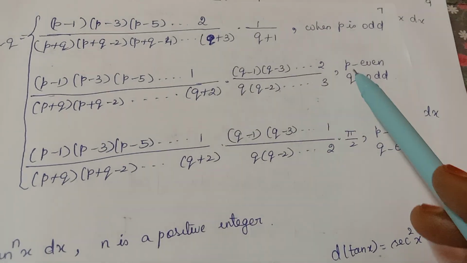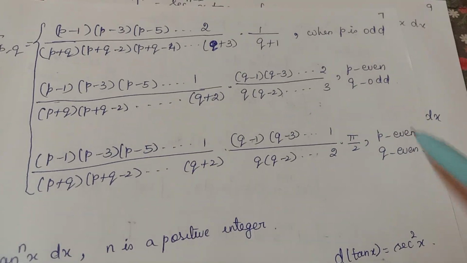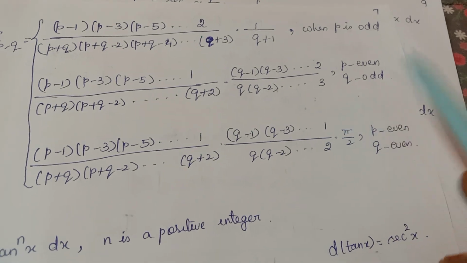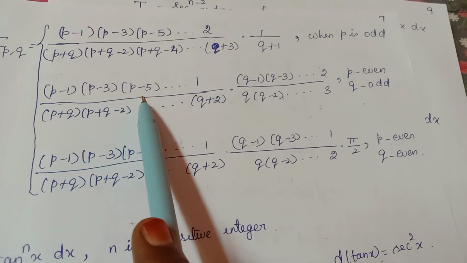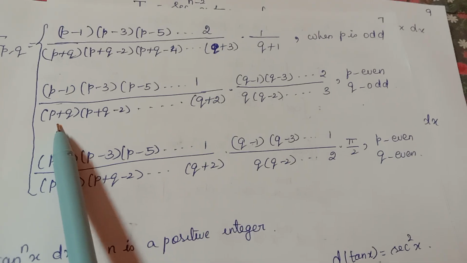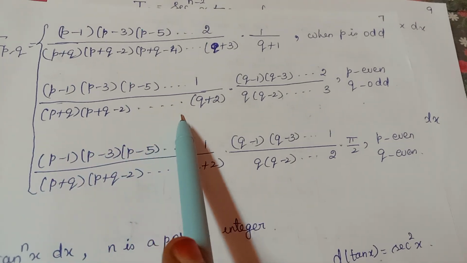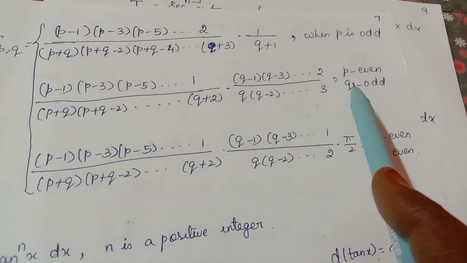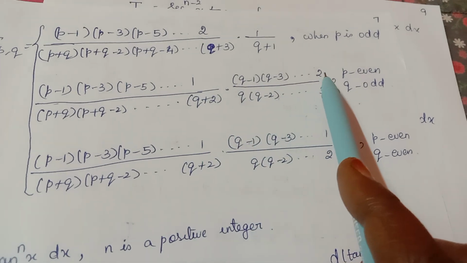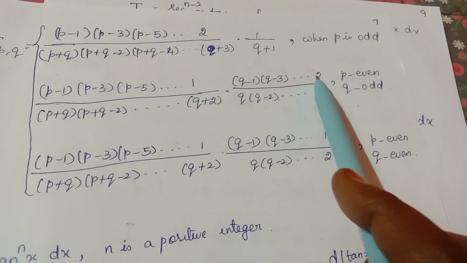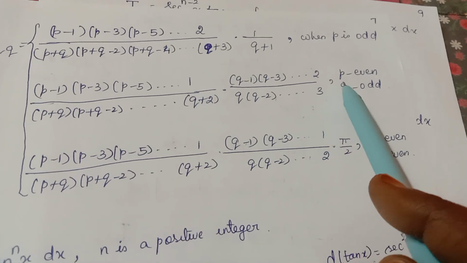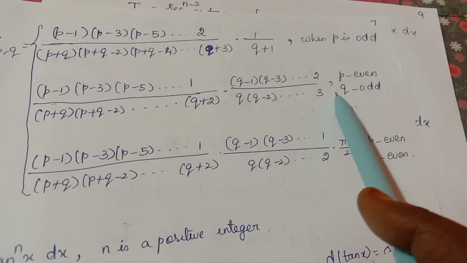When p is an even number, two different cases arise. When p is even and q is odd, it will be what? p minus 1, p minus 3, p minus 5, etc. up to 1. In the denominator will be p plus q minus 2, etc. up to q plus 2, into q minus 1, q minus 3, etc. up to 2 by 3. Because q is an odd number, no? So it ends up at 3. So when p is even, you have to write a separate formula for q also.